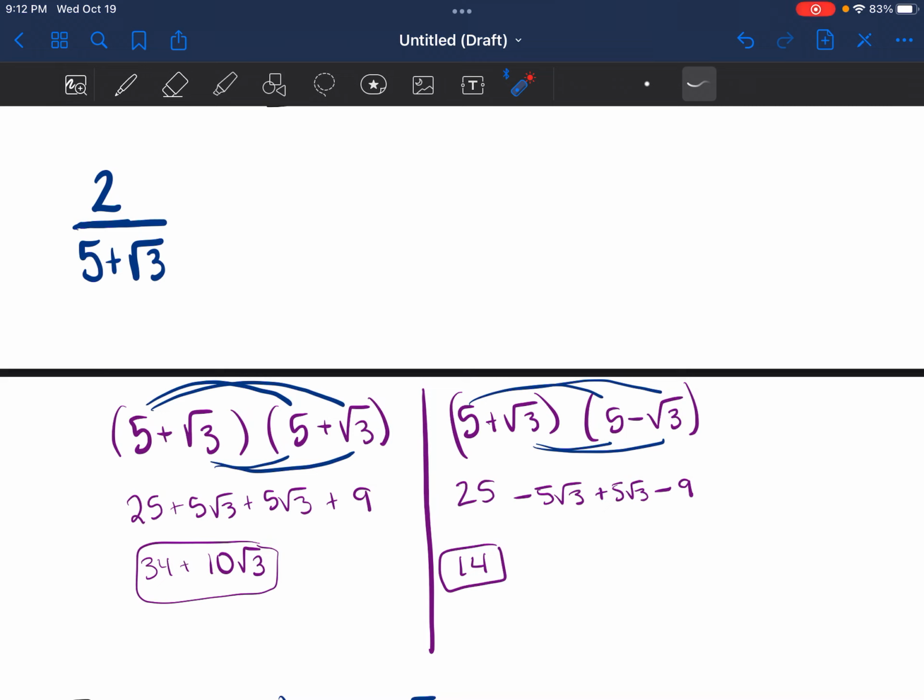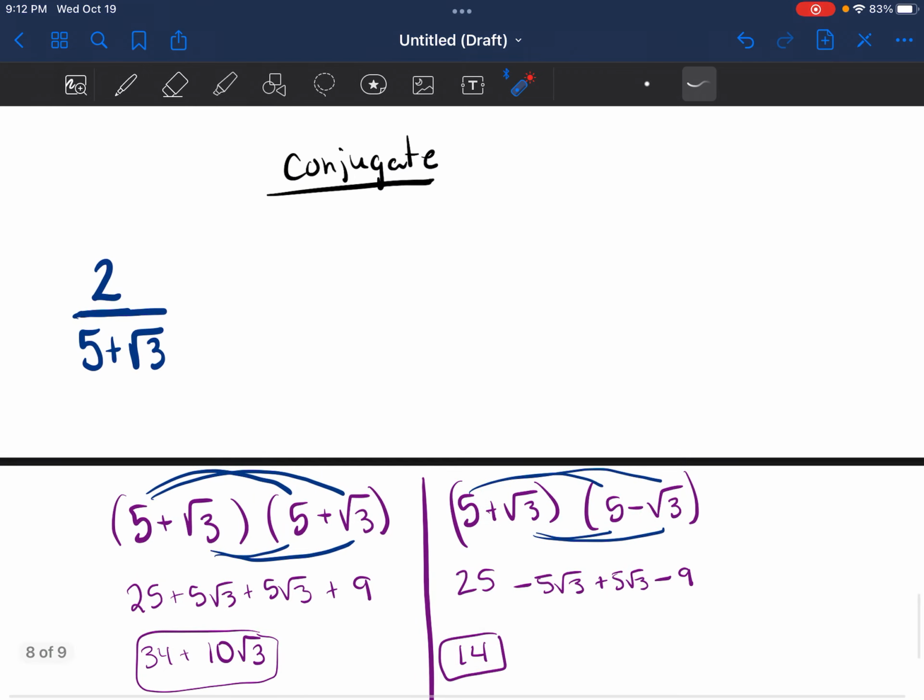And if you think about how we multiply binomials down here, if I kept the same sign and multiplied it out, this would be my answer. And I still have this radical here that I don't want. But if I multiply by the inverse operation, those are going to cancel out, and I'll be left with an answer that does not have a square root. And that is what I want to rationalize the denominator.